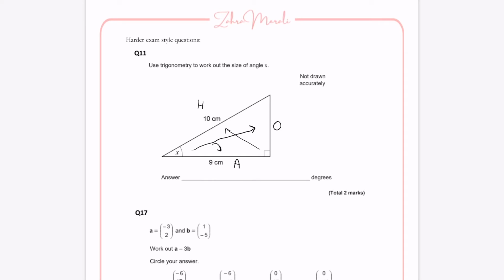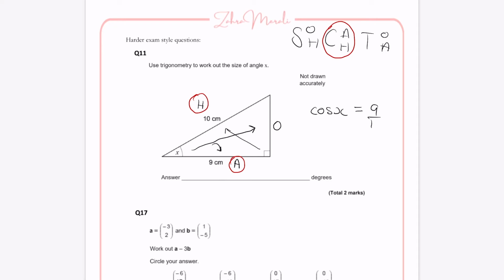So then I say to myself, and you can write SOHCAHTOA at the top of every question, what do I know? I know H and I know A. So which one has A and H in it? It's the C. So that tells us cos X, because that's the angle, equals A over H, which is 9 over 10.